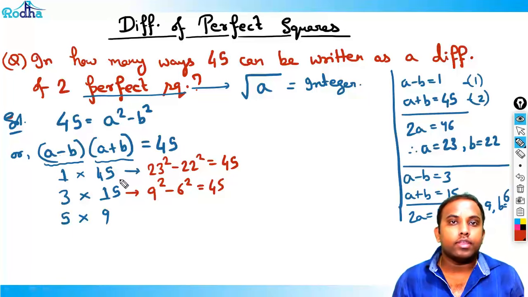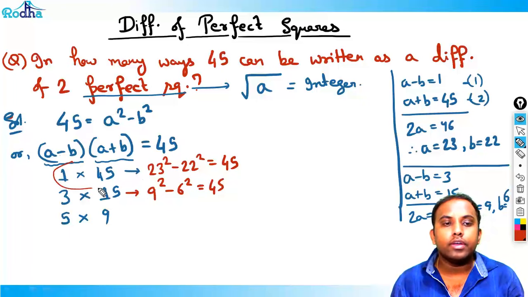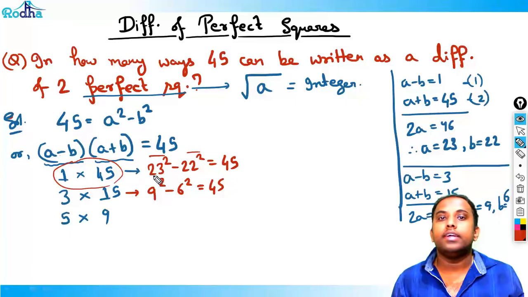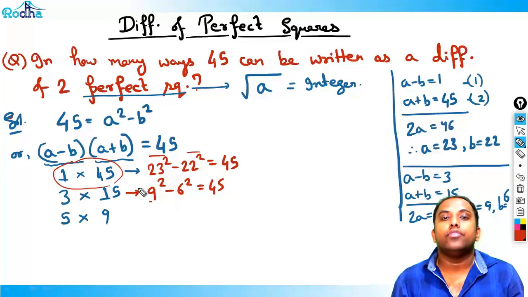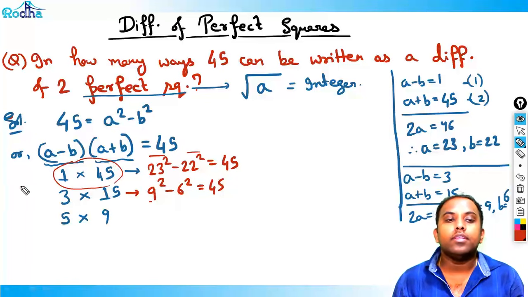Basically, what I'm trying to say is, for each pair here I have a form of a square minus b square. But do I need these numbers? I don't need 23 or 22, and I don't need 9 and 6. I just need how many ways. So there are 3 ways: 1, 2 and 3. That's it. So the answer should be 3 ways.